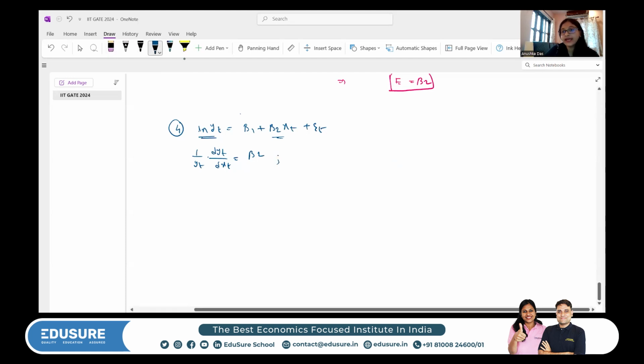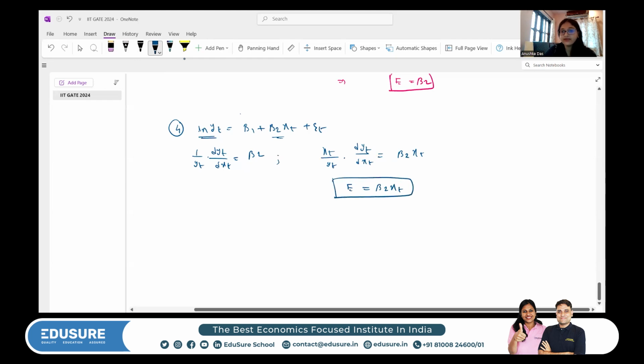If you multiply xt on both sides, this will be xt upon yt, dyt by dxt, and this will be beta 2 xt. So the elasticity will be beta 2 into xt, right? I hope this is clear.